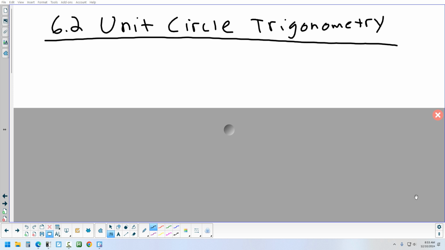So we're going to take a look at unit circle trig. This is a topic that's going to allow us to figure out certain trig functions quickly. And when you get to calculus, if you take calculus next year, knowing unit circle trig is going to be very important. Having some of these angles memorized, especially ones that are multiples of 30 and 45, is going to make things go a lot smoother.